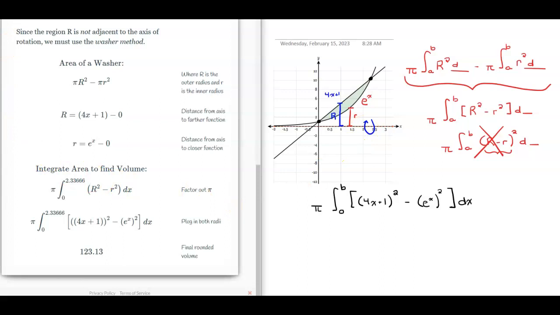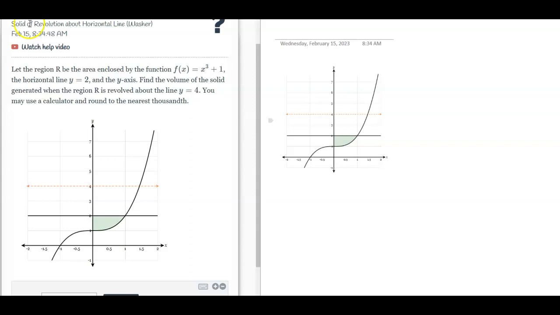For my second example, what I'm going to do is show you a volume that is revolving around a horizontal line that is not the x-axis. So yesterday I did one that was below, one that was above. Today I'm only going to do one that is above because I generally have found that the subtraction seems to be a little bit trickier than the addition.